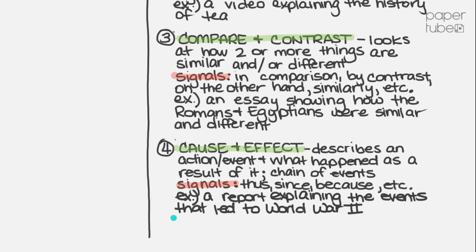The fourth main kind of text structure that we often see in informational texts are cause and effect structures. In these ones, we have something that makes something else happen. It's describing sometimes a chain of events where one thing leads to another, leads to another, leads to another. Some examples of signal words that you could see for this are thus, since, because.